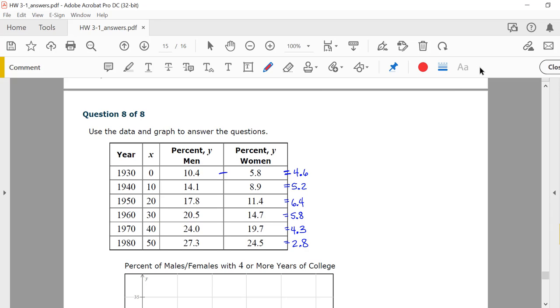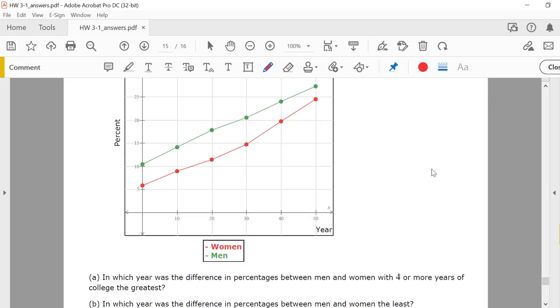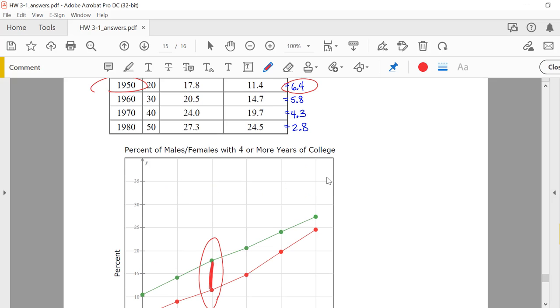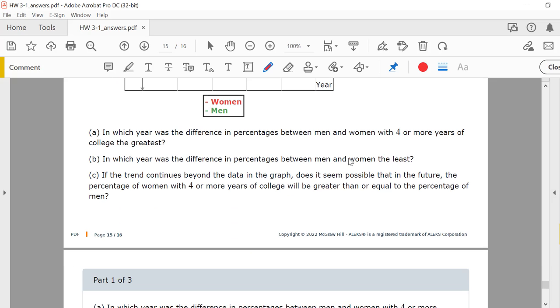So where was the difference the greatest? And that would be 6.4. So that would have been 1950. That would have been in year 20. So the distance here is the greatest in 1950.